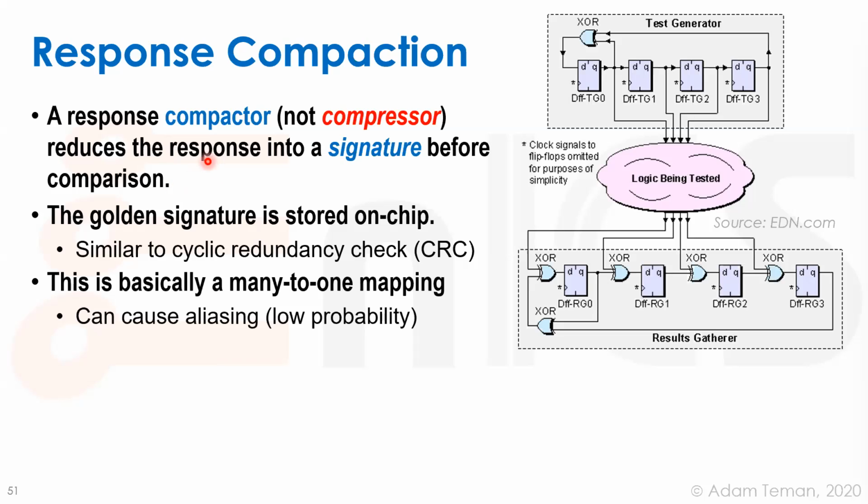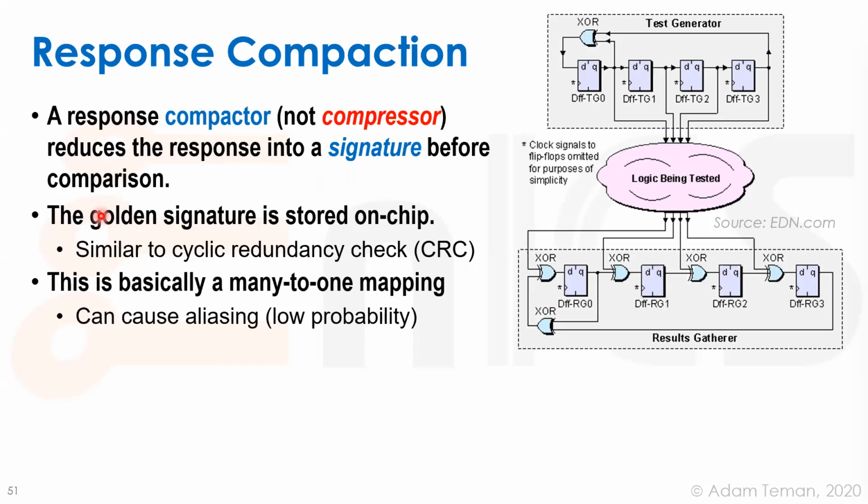Okay. So what the compactor does is reduce the response into a signature. It does some sort of hashing function on the response. And then we know that test A should have this type of signature and test B should have this type of signature. The test can be really long, a lot of bits, 2 to the 32 or something like that, vectors that went through, but it only has a 32-bit response. And so we just have to save 32 bits to know it was right.